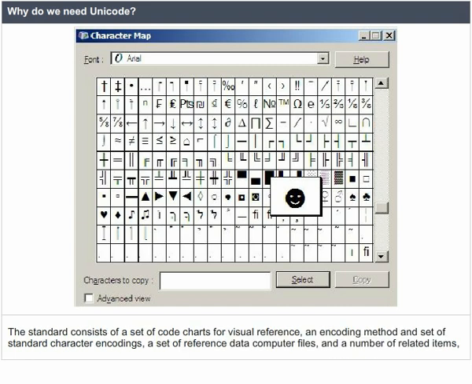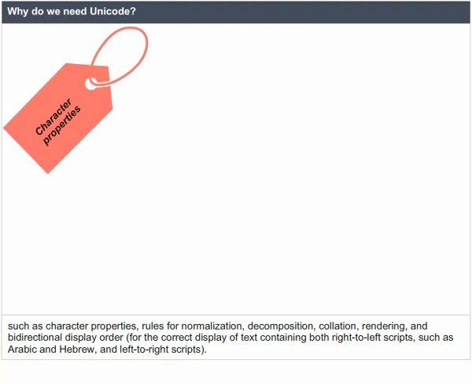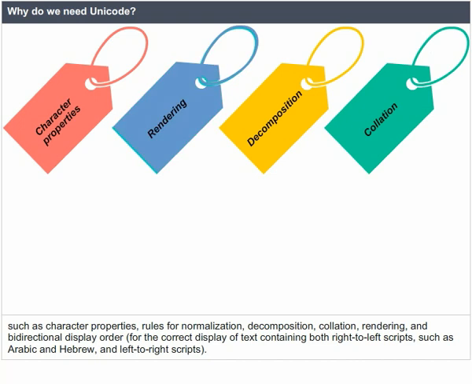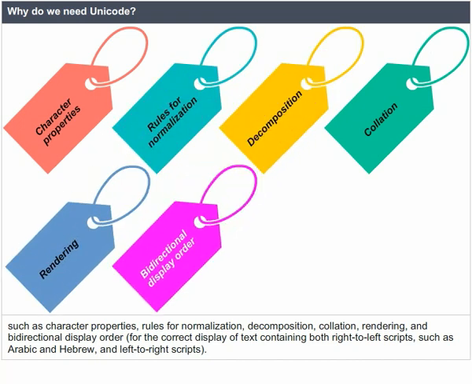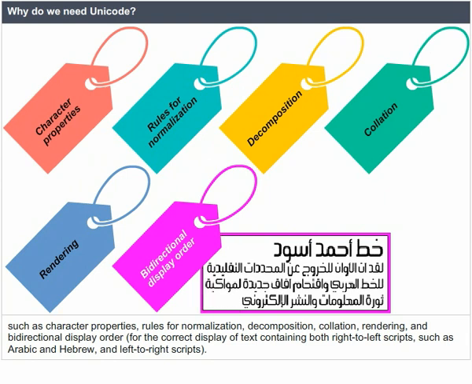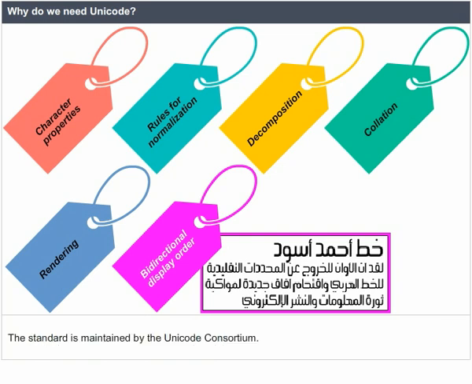The standard consists of a set of code charts for visual reference, an encoding method, and a set of standard character encodings, a set of reference data computer files, and a number of related items, such as character properties, rules for normalization, decomposition, collation, rendering, and bidirectional display order, for the correct display of text containing both right-to-left scripts, such as Arabic and Hebrew, and left-to-right scripts. The standard is maintained by the Unicode Consortium.